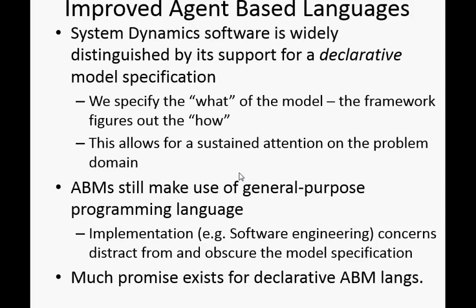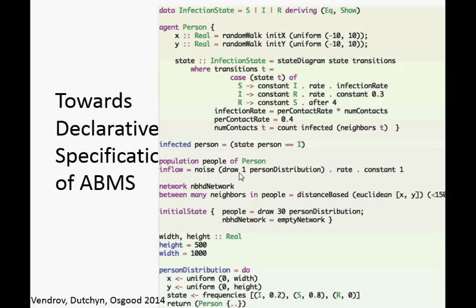By contrast, ABMs, agent-based models, make use of general-purpose programming languages. And there's much promise for improving languages on the ABM front. One of the areas I'm working on with another professor, probably some of you have taken his class, Professor Duchin, are languages for agent-based modeling that will be more declarative. You specify what you want to obtain, and you don't have to go into all the gory details about the how. Does anyone recognize this language?